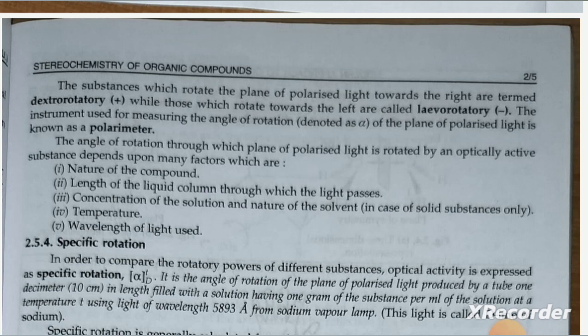Fourth is specific rotation. In order to compare the rotatory power of different substances, optical activity is expressed as specific rotation, alpha bracket D and t. It is the angle of rotation of the plane polarized light produced by a tube 1 decimeter in length filled with a solution having 1 gram of the substance per ml of the solution at the temperature T, using light of wavelength 5893 angstrom from a sodium vapor lamp. This light is called the D line of sodium.